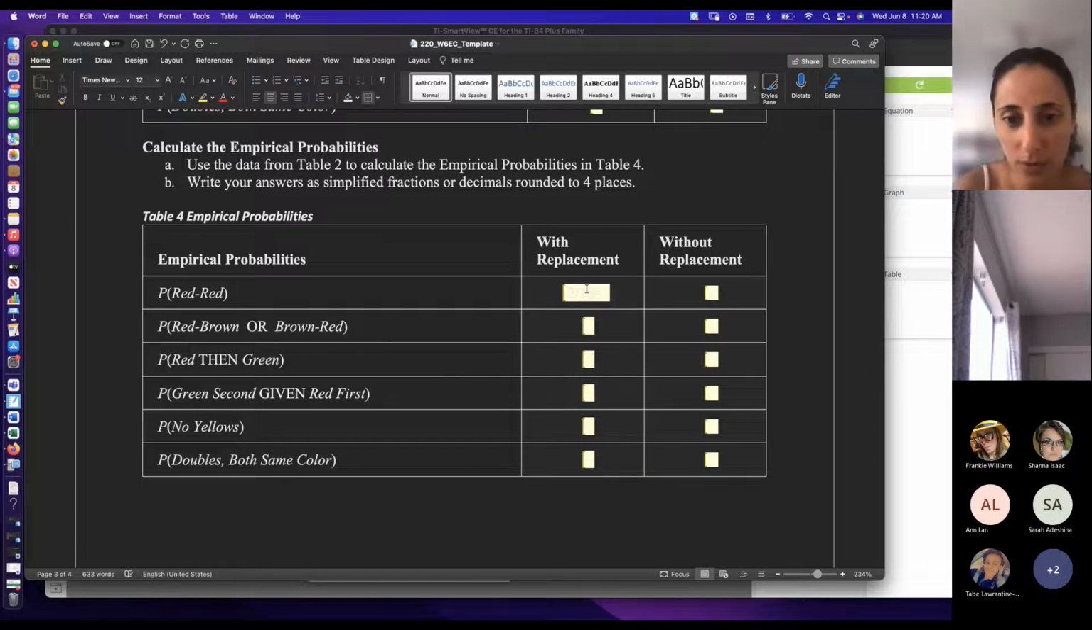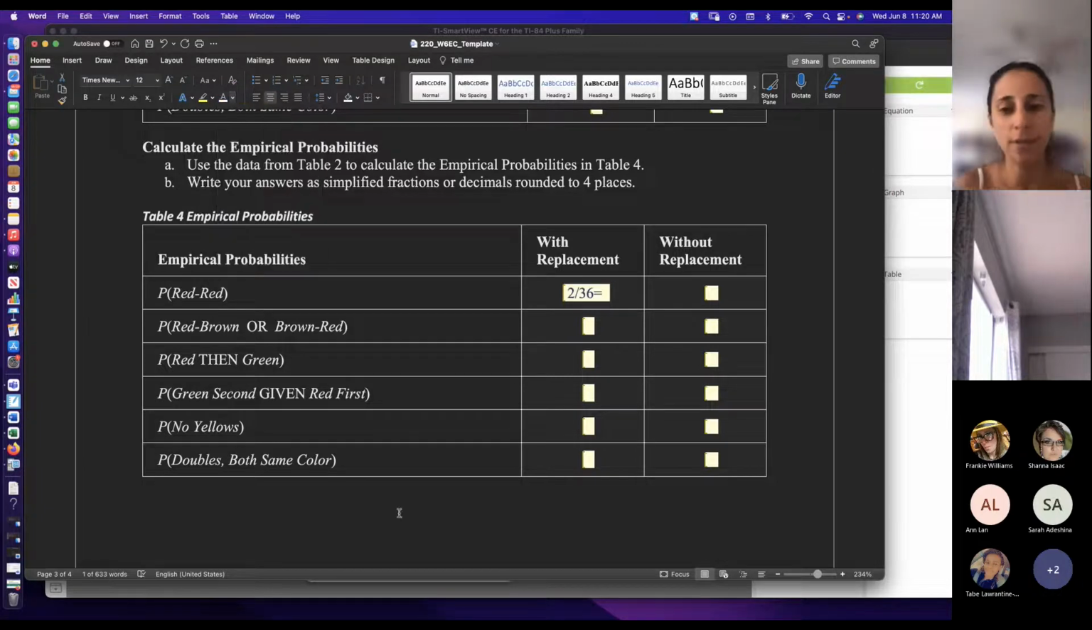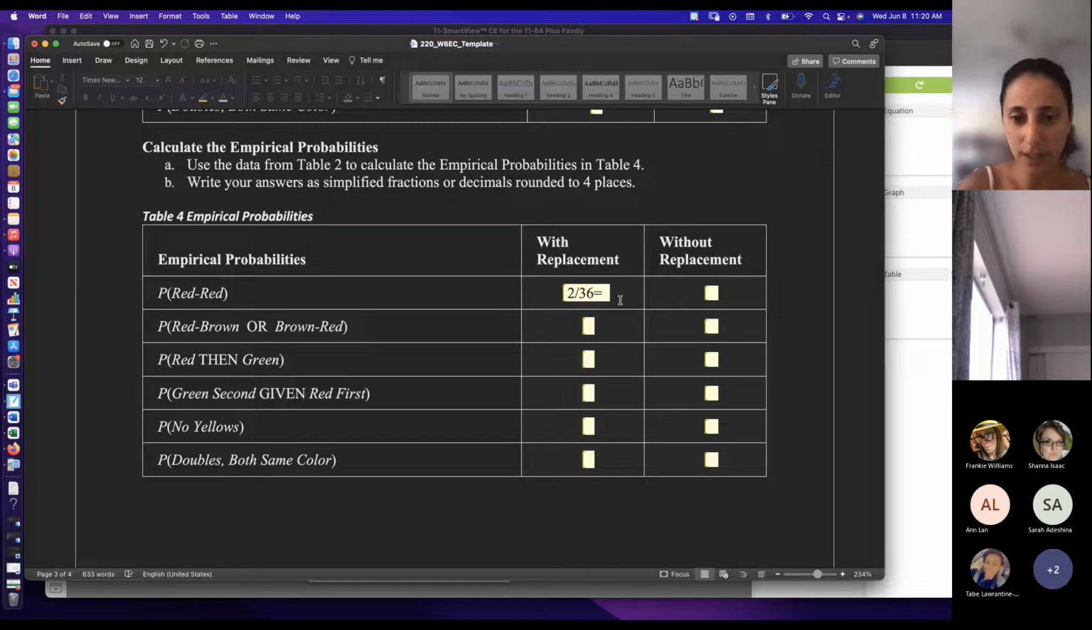I don't know why this is so light where you can't see it. Is that better? Okay, that's better. Does that make sense? And then whatever that decimal is.